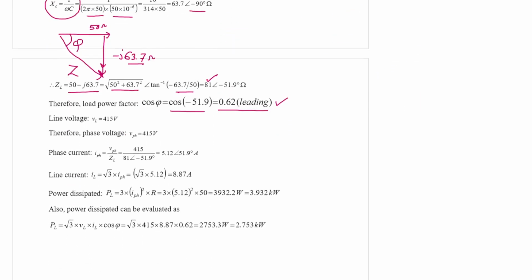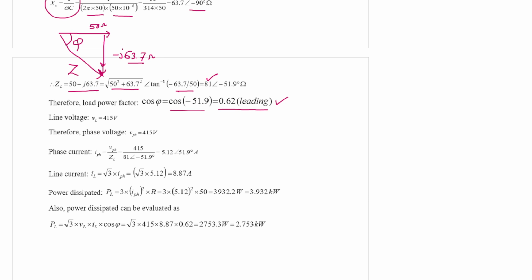So let us do it one by one. The line voltage is 415 volt as already mentioned. This time, for a delta connected system, line voltage becomes phase voltage. So phase voltage is also 415 volt. So we evaluated line voltage and phase voltage. This is parameter number 1. Load power factor was parameter number 3.